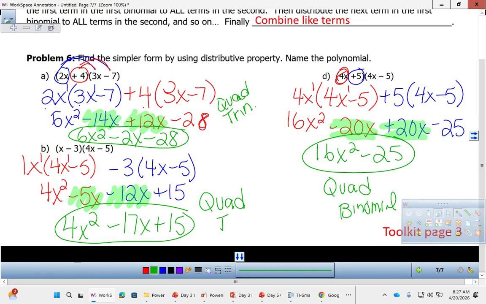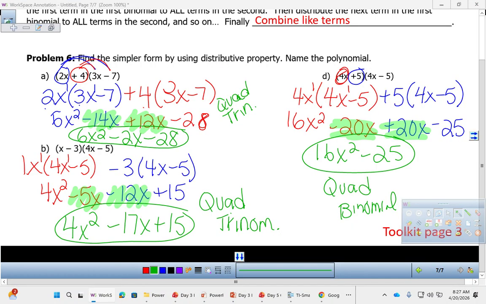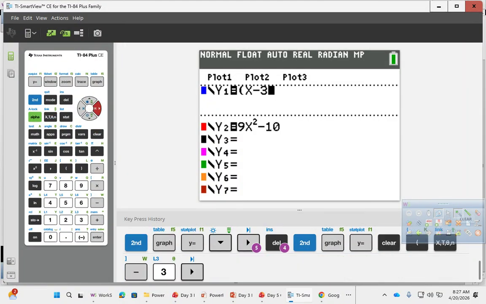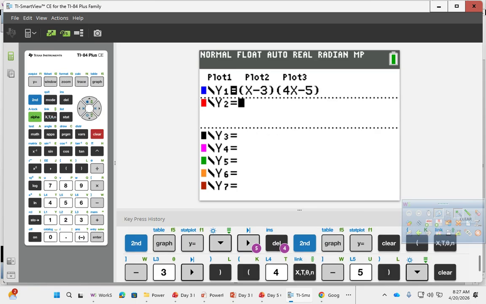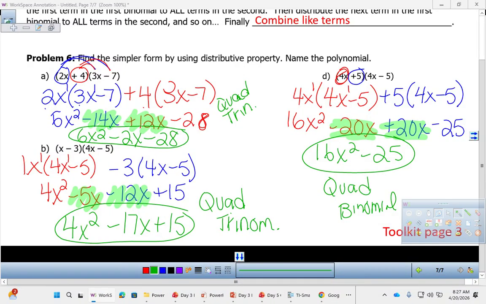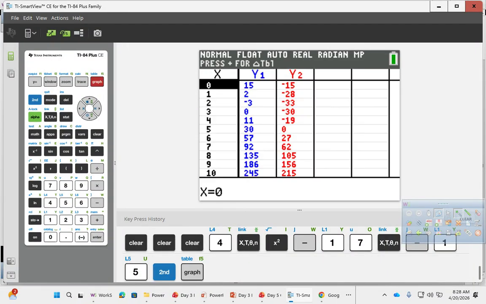Quadratic trinomial. You could totally check your work for this. In y1, x minus 3 times 4x minus 5. In y2, 4x squared minus 17x minus 15, right? That's what I thought it was. If this is correct, my table will match. It doesn't. That's not good.